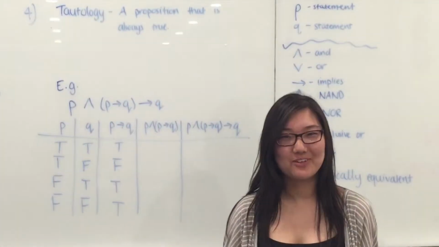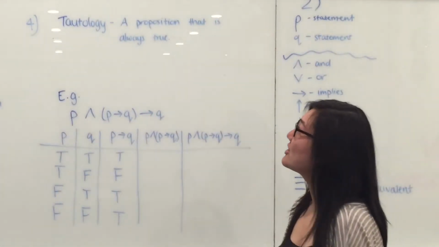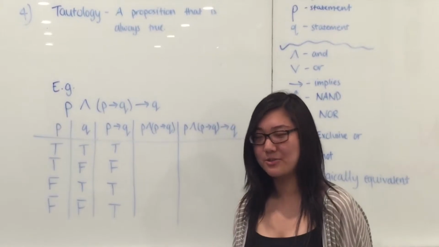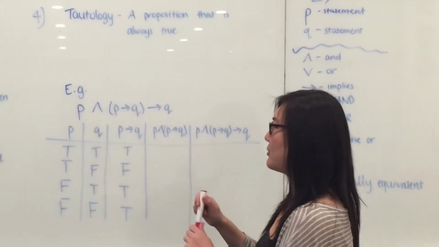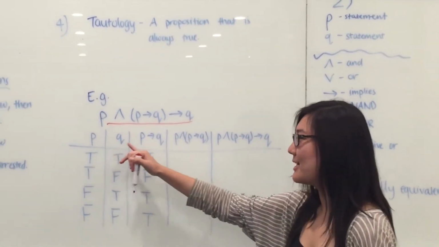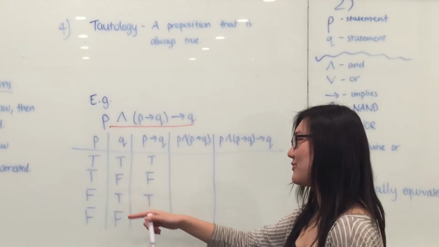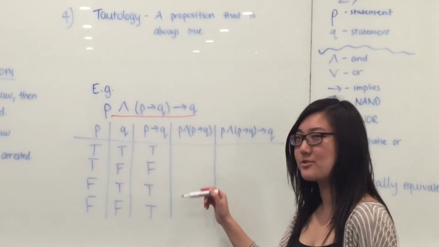Continuing on from before, a tautology is a proposition that is always true. So here we have an example. The two statements are P and Q, so it's always true, true, false, false, and true, false, true, false. And P implies Q is true, false, true, true.